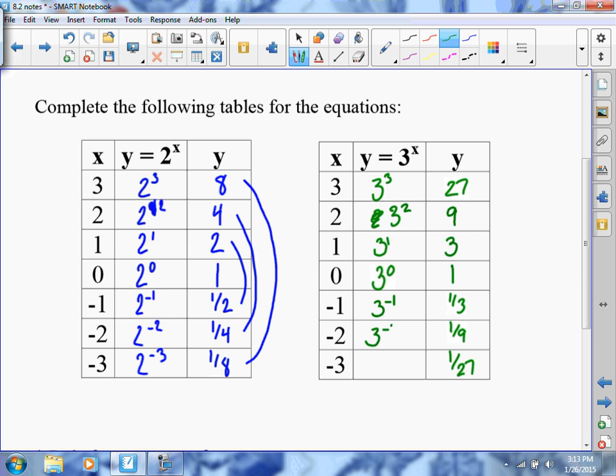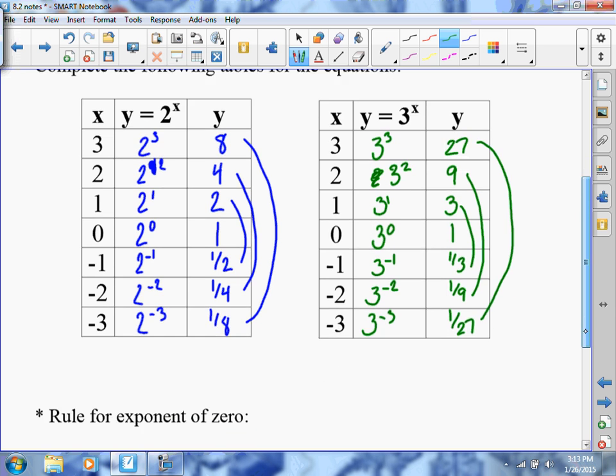3 to the negative 2 is like doing 3 squared, which is 9, and then doing 1 over that number. 3 to the negative 3 is like doing 3 to the third, which is 27, but then writing it as 1 over that number. And again, these are reciprocals of each other. The positive and the negative values are going to give you a reciprocal. So that's the observation we need to make with those tables and that little activity.